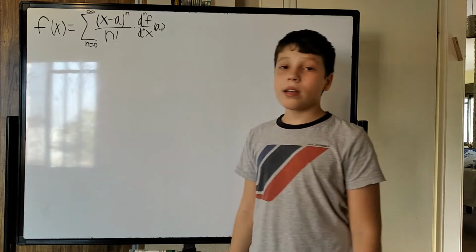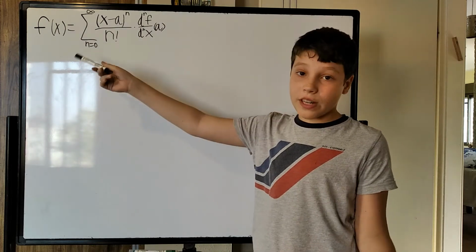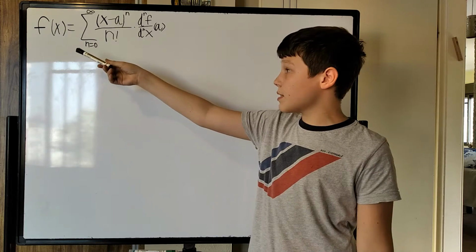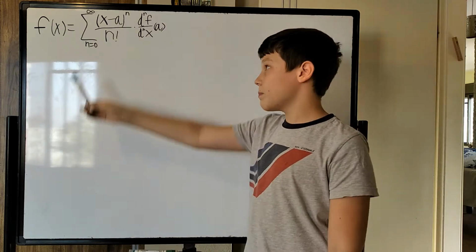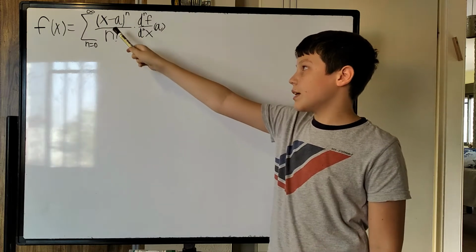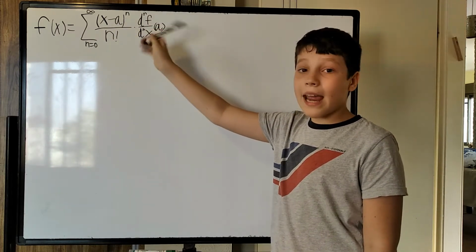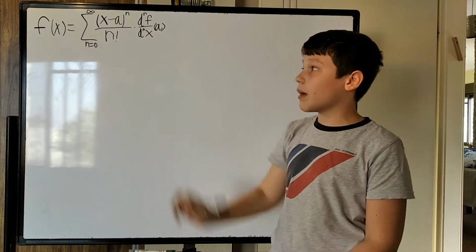Today we're going to talk about Taylor series. This is the definition, you can say, of the Taylor series, and let me read it out for you. f of x is equal to the sum, from n equals 0 to infinity, of (x minus a) to the n over n factorial times the nth derivative of f evaluated at a.